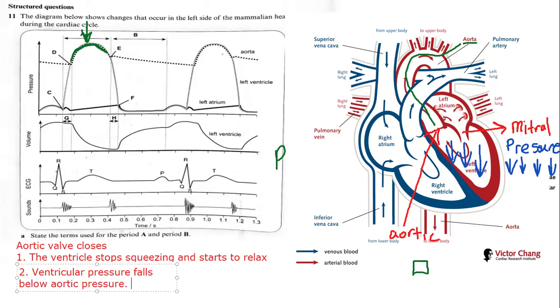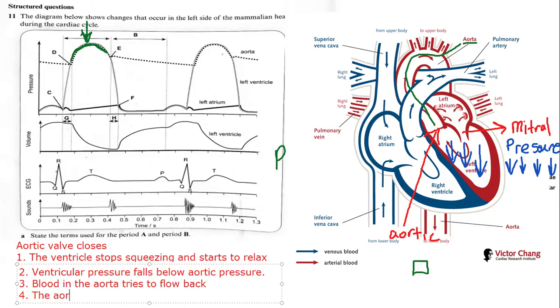And what happens? Blood in the aorta tries to flow back. But what's going to stop it? The aortic valve. The aortic valve closes, right? The aortic valve closes.